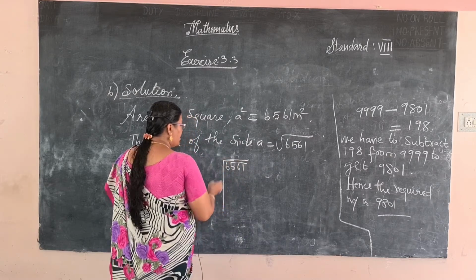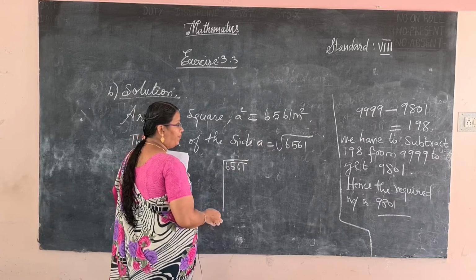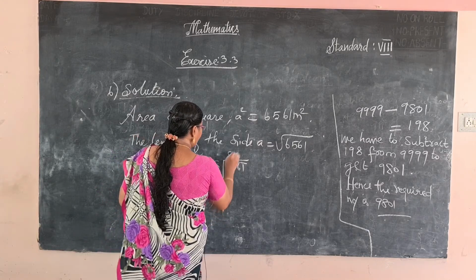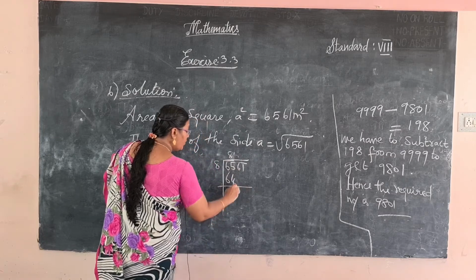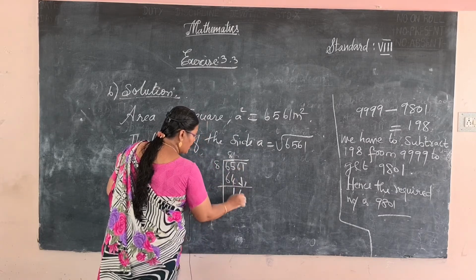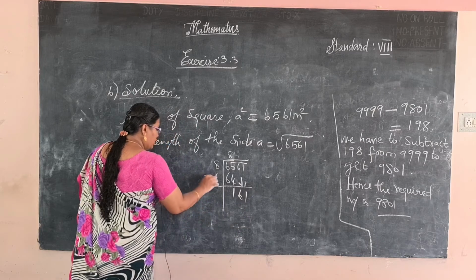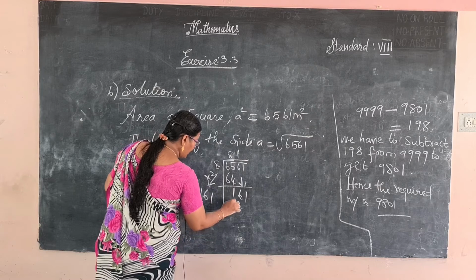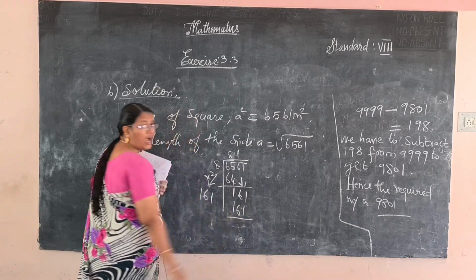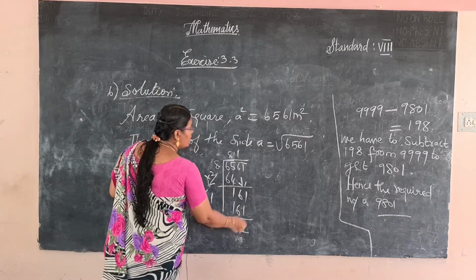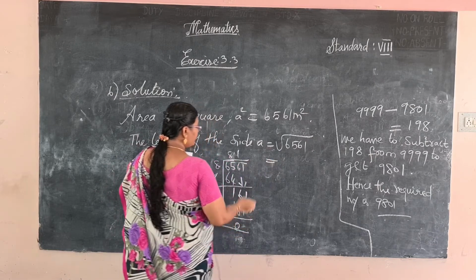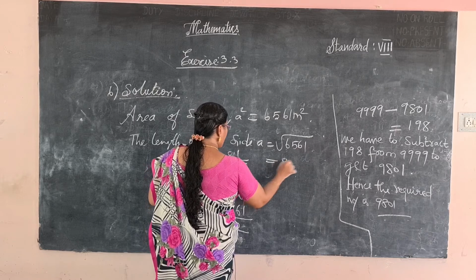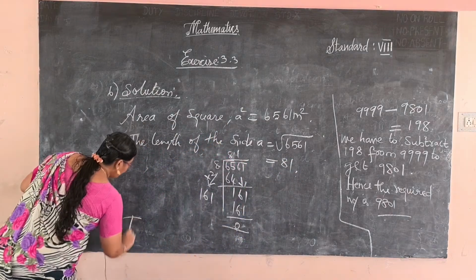Divide in pairs. So how many squares in 65? 8 8s are 64. Meaning 1, bring down the next pair 61. Now multiply by 2. 8 2s are 16. We multiply by 1 and we get the value 161. The remainder will be 0. The square root of 6561 is 81.